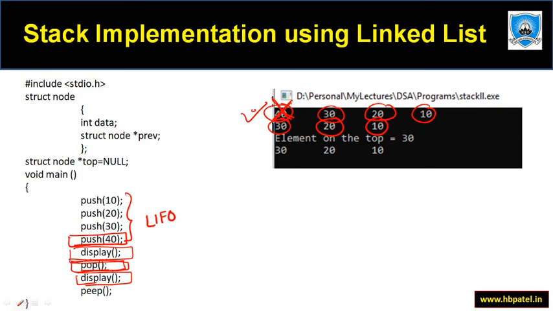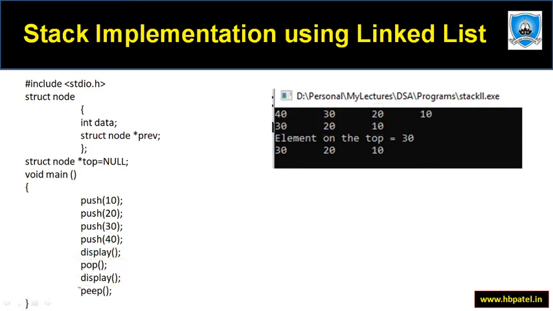Then if I make a display, except 40, 30, 20 and 10 will be displayed. Now I also want to make one peep function, which will just give you the element being pointed to by the top pointer. In short, the topmost value will be given by this peep. So this peep will give 30. It will not remove it, because pop removes, but peep does not remove, it just displays.